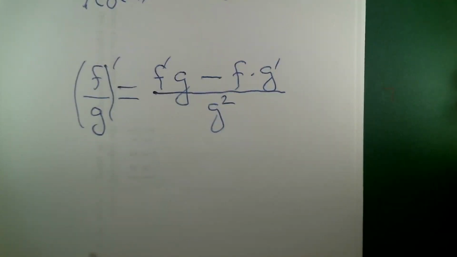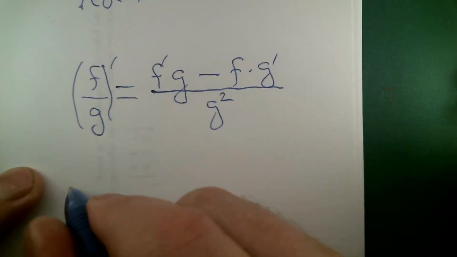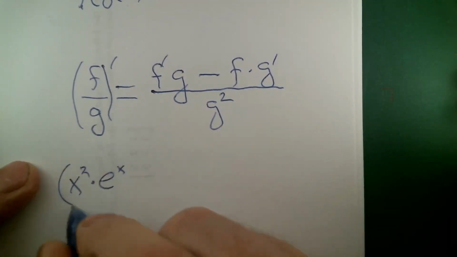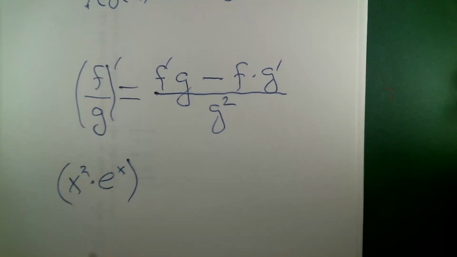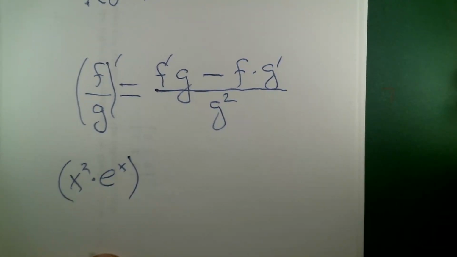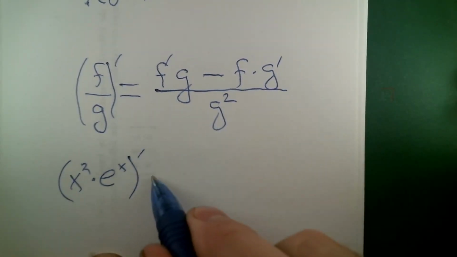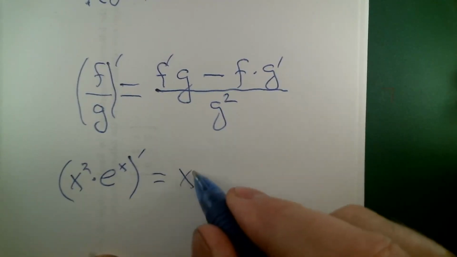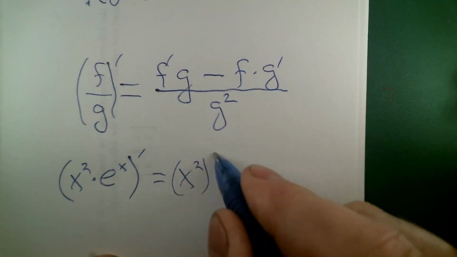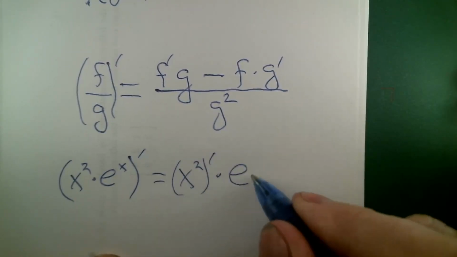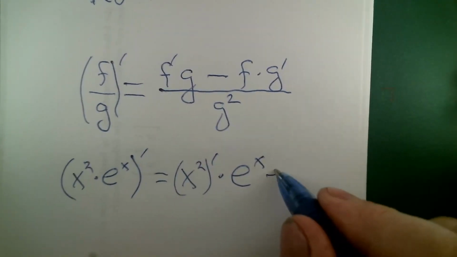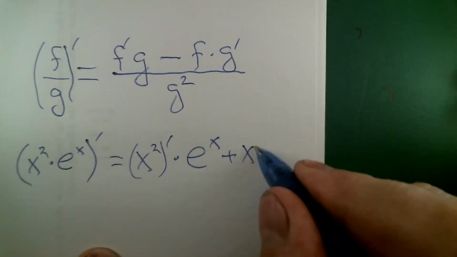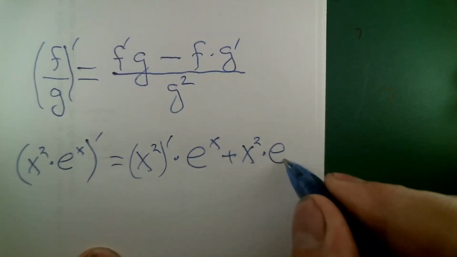The functions we had to deal with were, first it was x squared times e to the x. And I hope you see that that is a product. We take the derivative of that, we get, okay, f prime times g, that's x squared's derivative times g, which is e to the x, plus x squared left unchanged times e to the x's derivative.